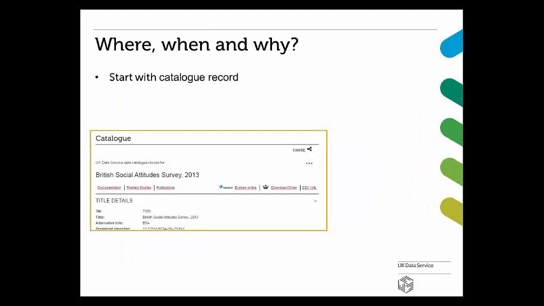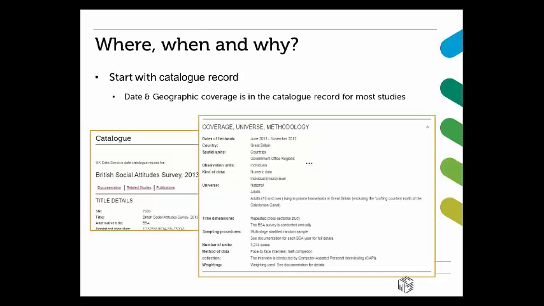When it comes to finding out where, when and how your data was collected, the place to start is with the catalogue record. This will contain information about date and geographic coverage, and you'll also be able to find access to any further documentation, including any user guides or technical reports.